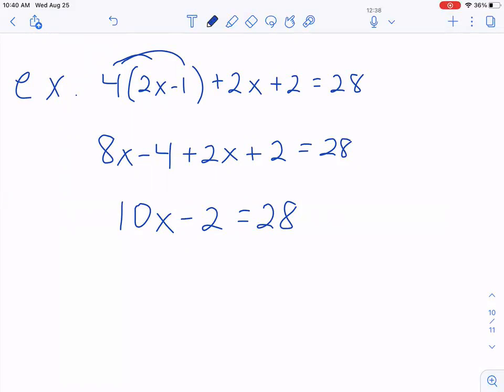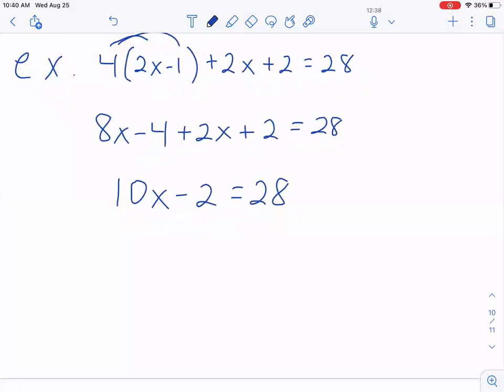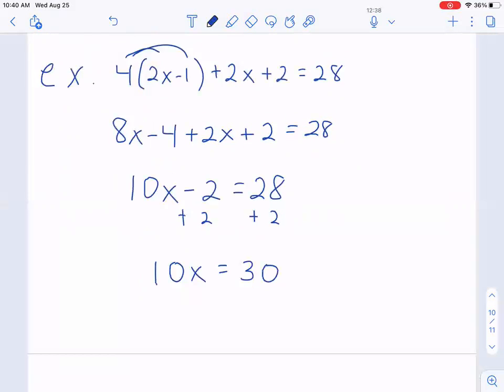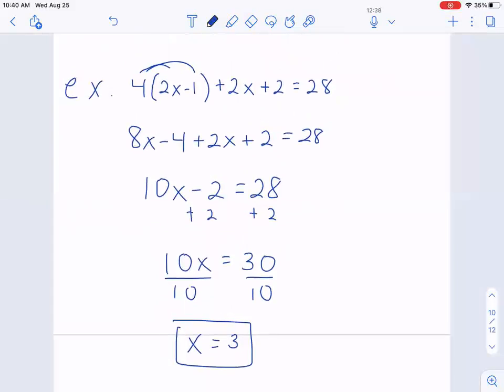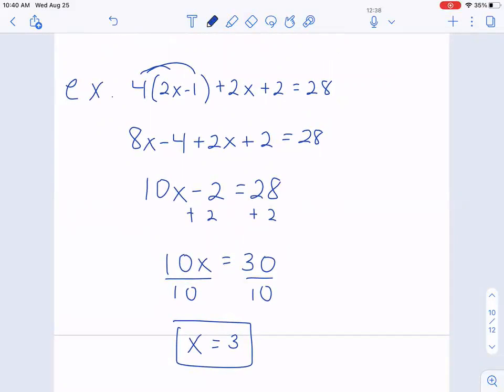Yes, next. You add the 2. Awesome. We're going to add 2 to both sides. So that gives us 10x is equal to 30. And then divide. Excellent. Divide both sides by 10, and x comes out to be 3. All right, good work, everybody. Good job. So lots of steps, but things that are within our ability.